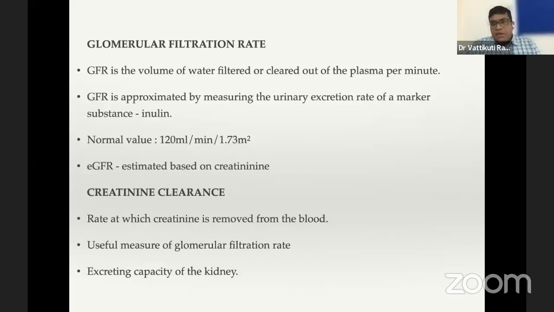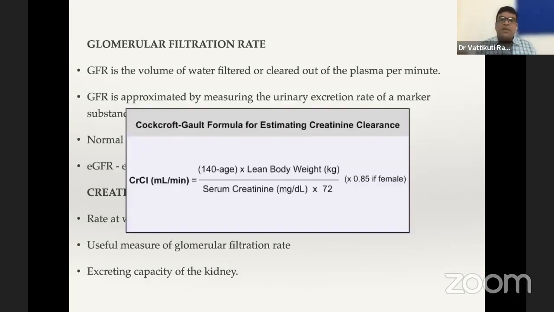You can either look at GFR, or indirectly you can also calculate something called creatinine clearance, which is nothing but the rate at which creatinine is removed from the blood. It also indirectly gives you an estimation of the GFR. So either you can do GFR or you can use creatinine clearance. Basically, creatinine clearance looks at the excretory capacity of the kidney. If you want to calculate the creatinine clearance, there is a formula called the Cockcroft-Gault formula, a standard formula used in the ICUs, which includes your age, your lean body weight, and serum creatinine, and based on that you can calculate the creatinine clearance.